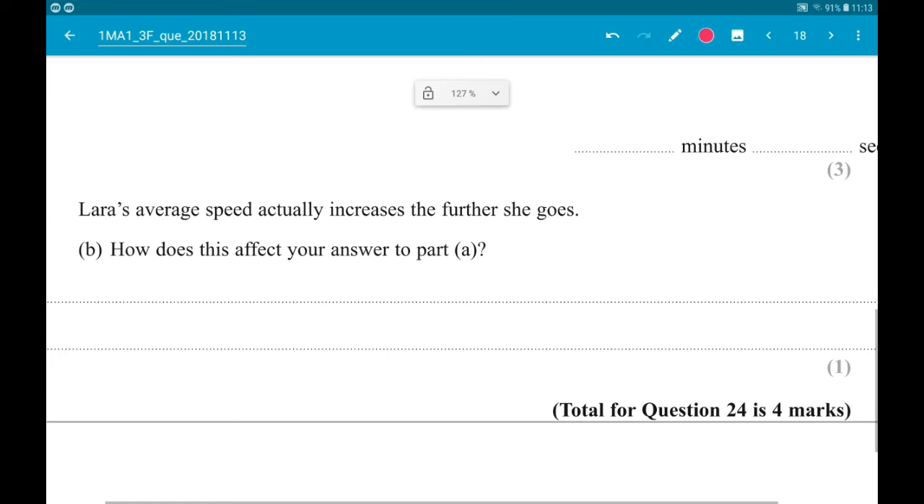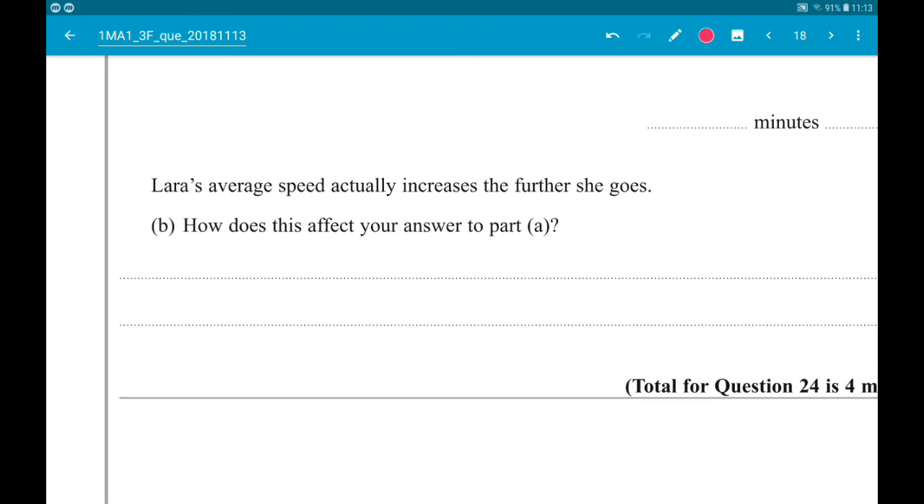Okay, then for part B, we are told that Laura's average speed actually increases the further she goes. How does this affect your answer to part A? So, she's going to be going further in the 700-meter race, which means she's going to be going faster, so she's going to take less time than we have calculated. So, that would be your answer. I'm not going to bother writing it. She's going to take less time because she's going to be going faster.